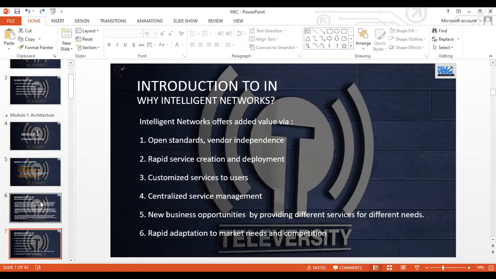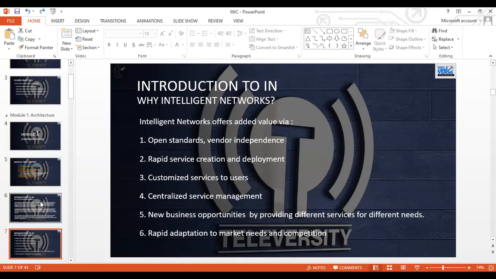So if you don't have that service logic on your network, it means that your customers will be stolen at the end of the day. So IN helps you to be rapid in adapting to market changes and market competition.